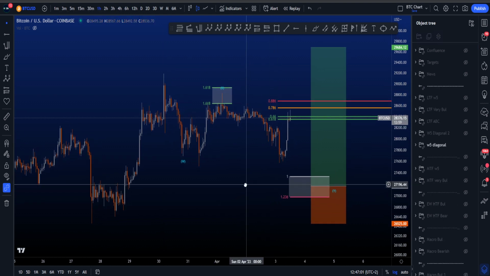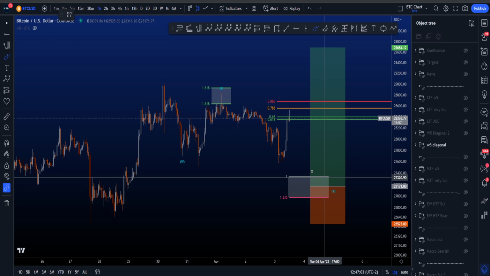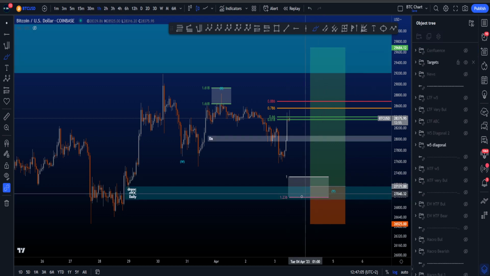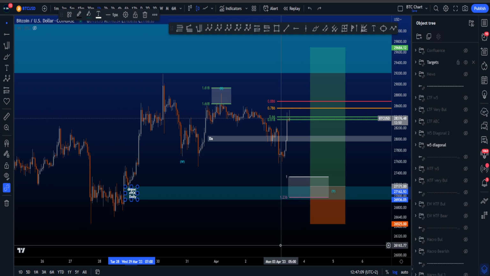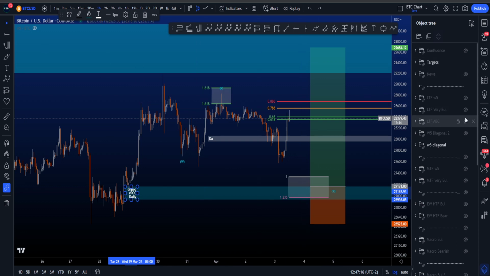So this is therefore an alternative scenario, but the potential setup is finding support in this area over here, where there's also a target box between 27.162 and 26.9k. So there's a little bit of support over there in case price moves to the downside.